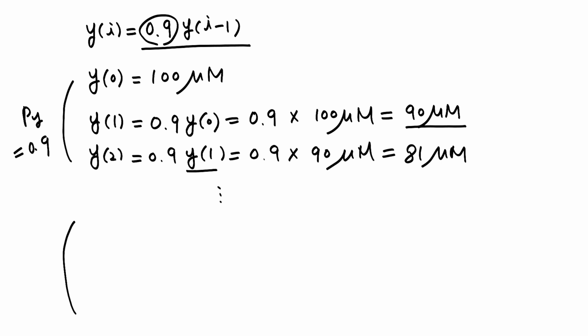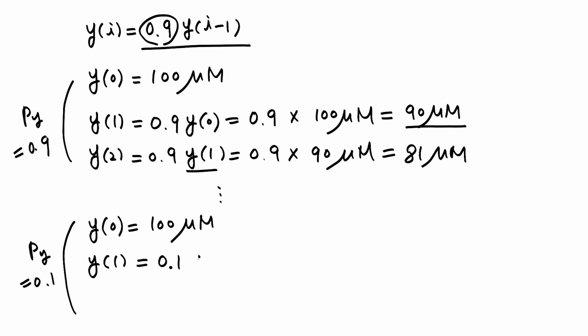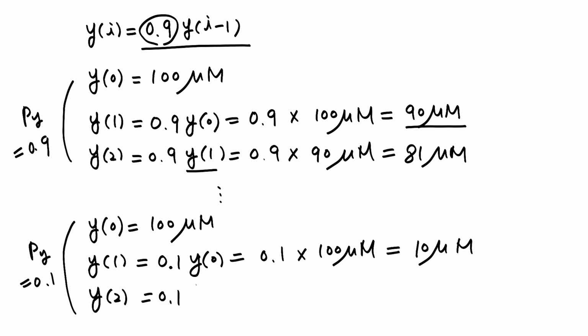Now let's think about a case when this p sub y is 0.1. In this case, we assume that we have the same initial protein concentration, which is 100 micromolar. y of 1 then becomes 0.1 times y of 0, which is 0.1 times 100 micromolar, which is 10 micromolar. And y of 2 is 0.1 times y of 1, which is 0.1 times 10 micromolar, which is 1 micromolar.